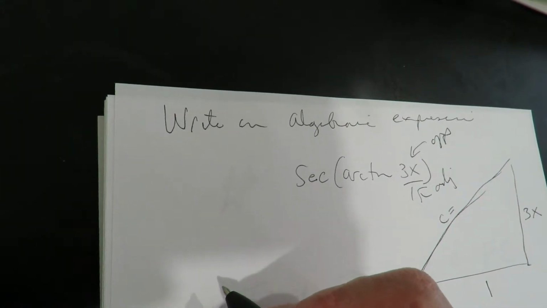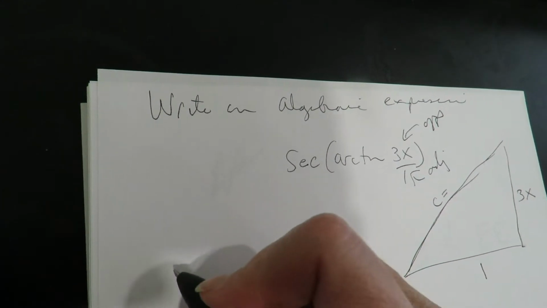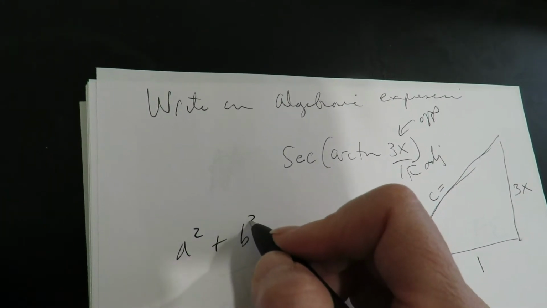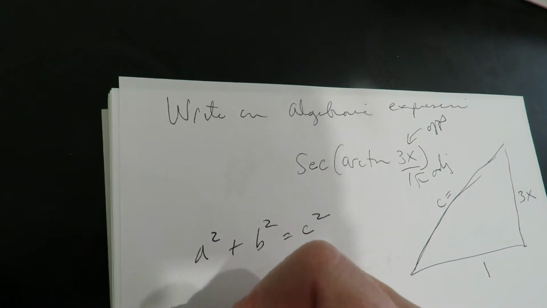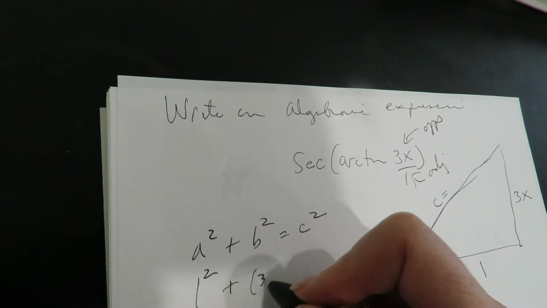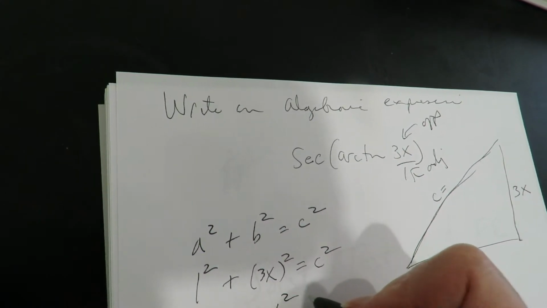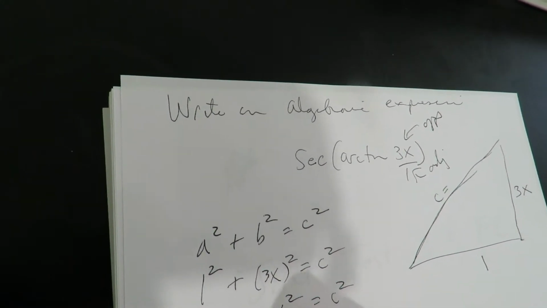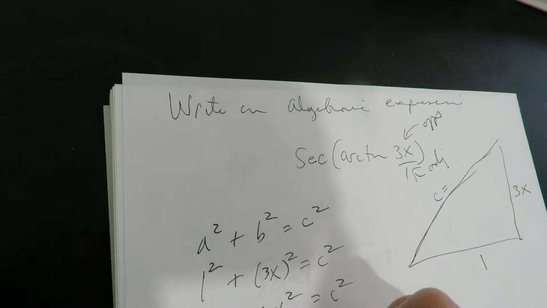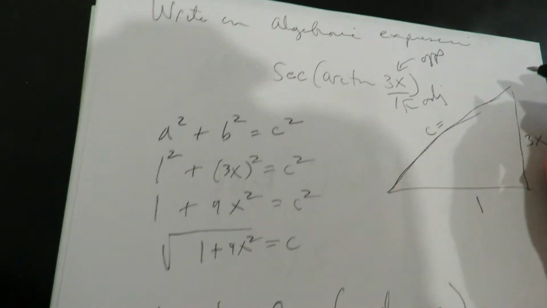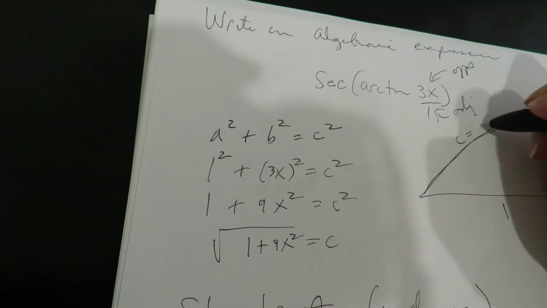So here we go. We're going to get a squared plus b squared equals c squared. A is 1, squared, plus 3x squared equals c squared. 1 plus 9x squared equals c squared. I'm sure you guys can do the algebra on that part. You don't need me to explain that.